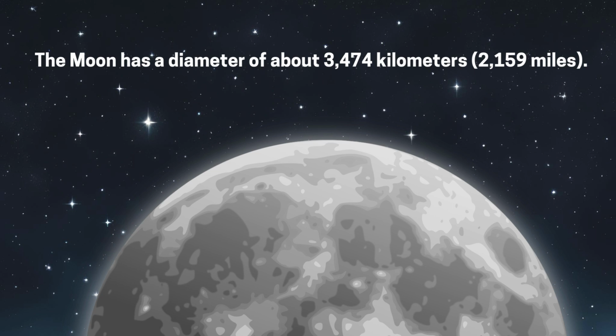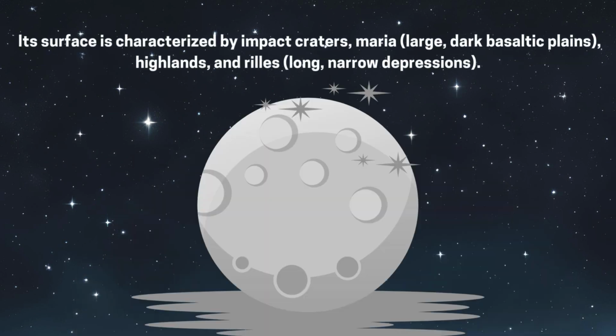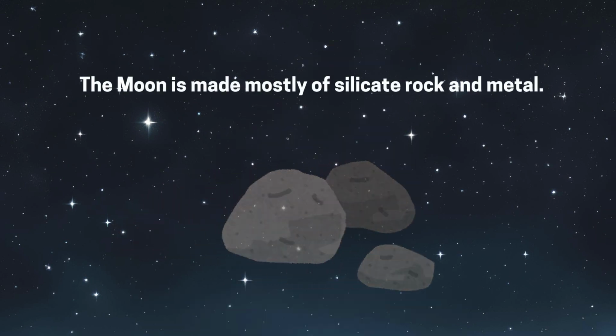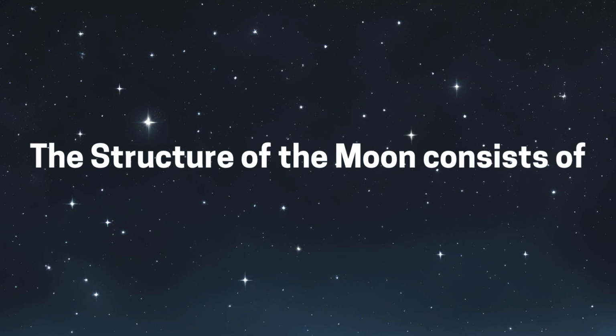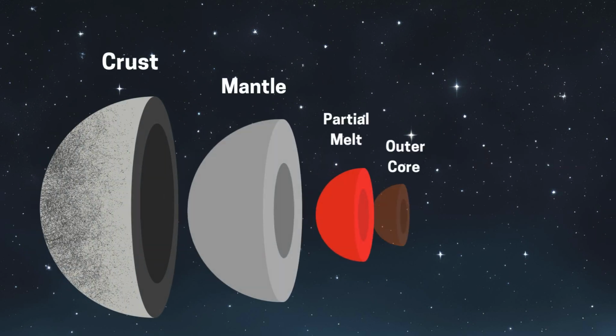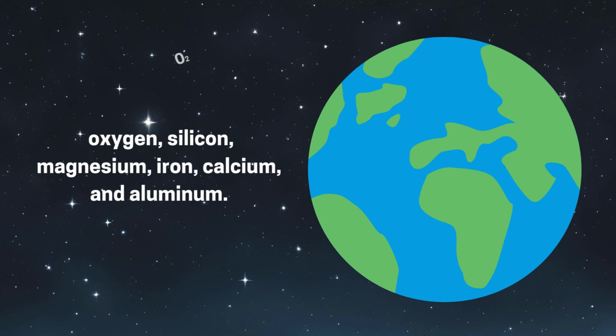The Moon has a diameter of about 3,474 kilometers. Its surface is characterized by impact craters, maria, highlands, and rills. The Moon is made mostly of silicate rock and metal. The structure of the Moon consists of crust, mantle, partial melt, outer core, and inner core. They're composed of elements similar to those found on Earth, including oxygen, silicon, magnesium, iron, calcium, and aluminum.